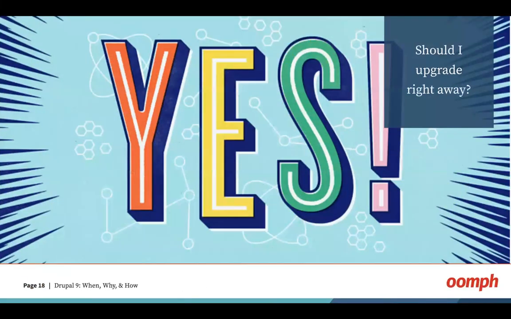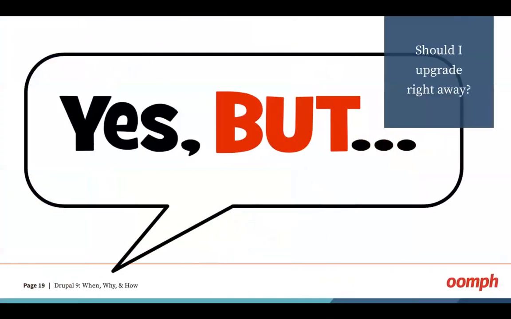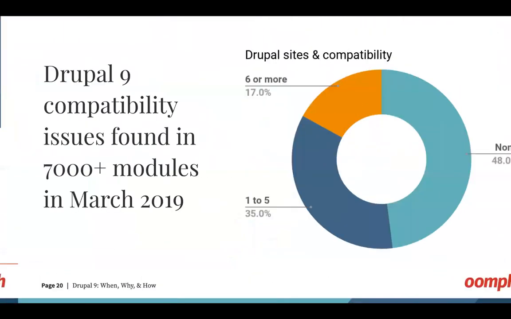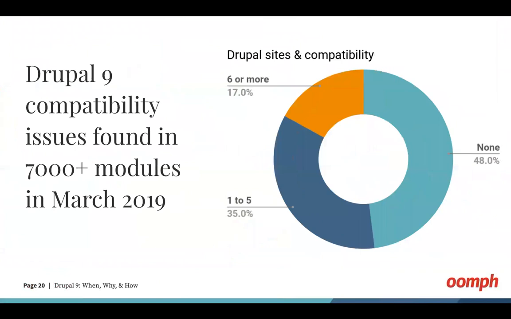Okay, so for those on D8, should they update to D9 right away, as soon as it comes out? So yes, obviously this slide is telling you yes, but in reality, it's more of a yes, but. With the upgrade from Drupal 8 to Drupal 9, again, we've talked about deprecated code, right? So if we're planning an upgrade from Drupal 8 to Drupal 9, we want to make sure that we're not going to be affected by the code deprecation.